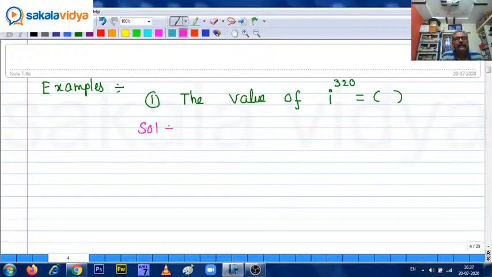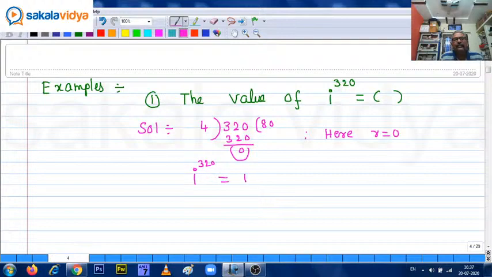First, divide 320 by 4. So 4 times 80 is 320. What is the remainder you get? 0. Here the r value is equal to 0. Therefore I to the power of 320 equals I to the power of 0, which is equal to 1. So hence I to the power of 320 equals 1.